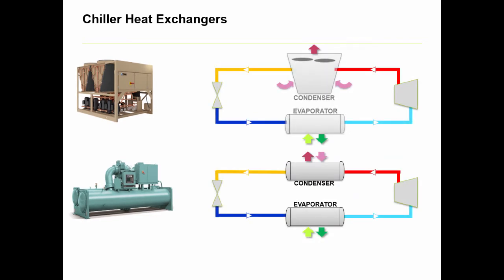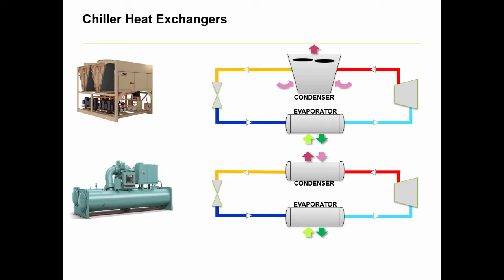In evaporator applications, heat is moved from the building's chilled water loop to the chiller's refrigerant. And after compression, a condenser is used to move the heat energy from the refrigerant to the ambient environment. And this happens either directly, as with an air-cooled chiller, or through a condenser water loop onto the cooling tower with a water-cooled chiller.